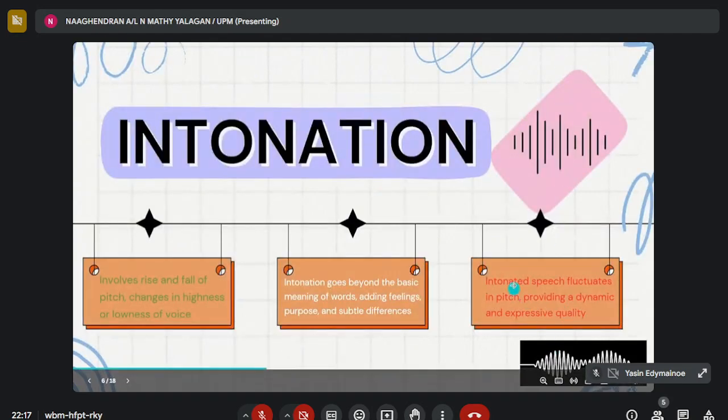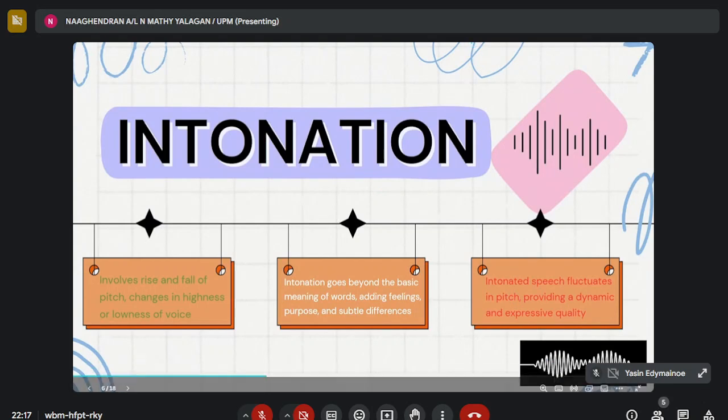Now I will be presenting about intonation. Intonation, the melodic pattern of speech, is a critical aspect of verbal communication that involves the rise and fall of pitch throughout spoken language. It transcends mere words, infusing them with emotion, intent, and nuance, thereby enriching the listener's understanding. Intonation is integral to conveying meaning and can dramatically alter the interpretation of a sentence.